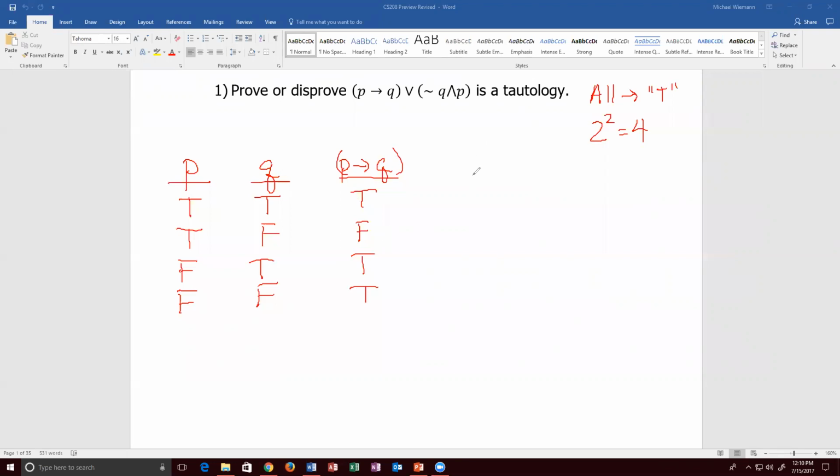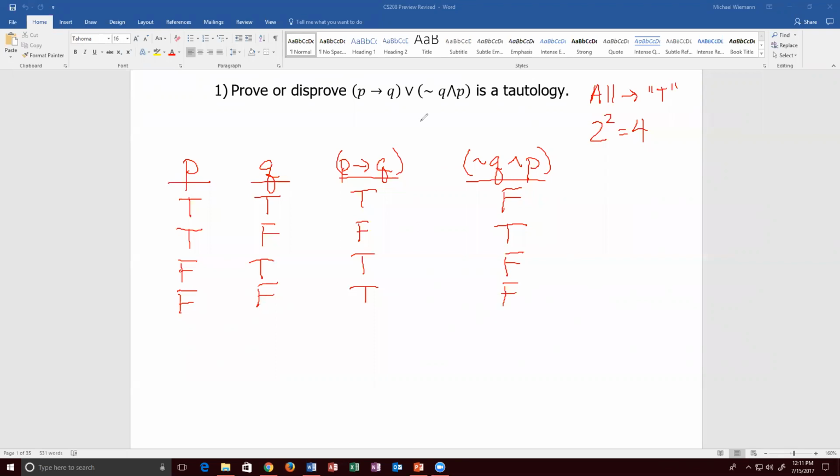So now I'm going to evaluate not Q and P. In this case, I'm going to negate Q and do the intersection, or the conjunction rather. So not Q is going to make that false. False and true is false. And let's see here. Not false is true. True and true is true. Not true is false. False and false is false. And last but not least, not false is true. True and false is false.